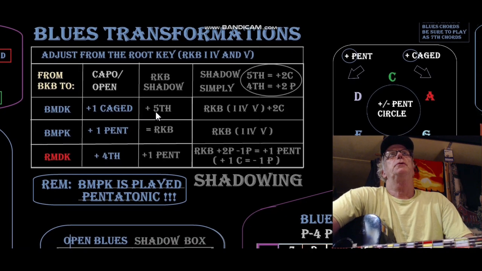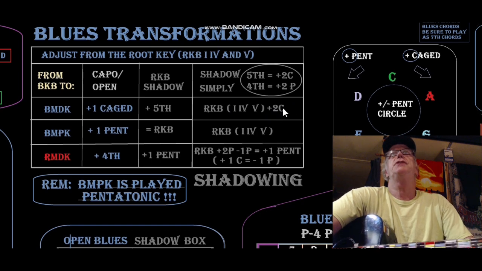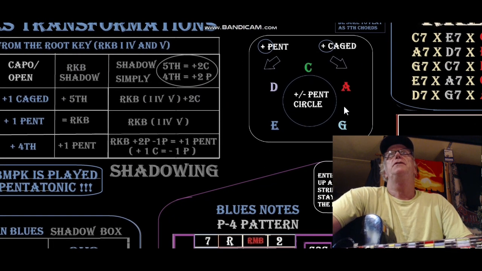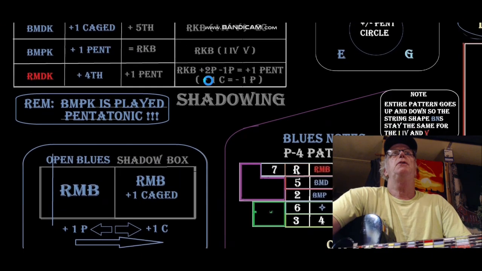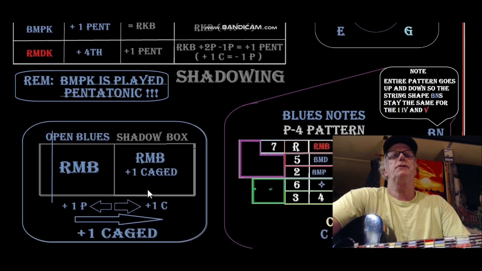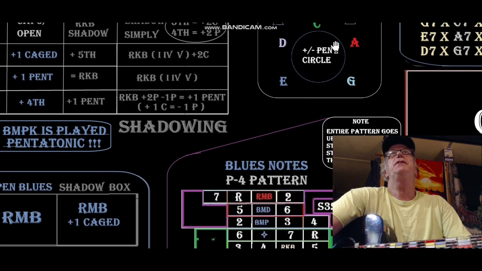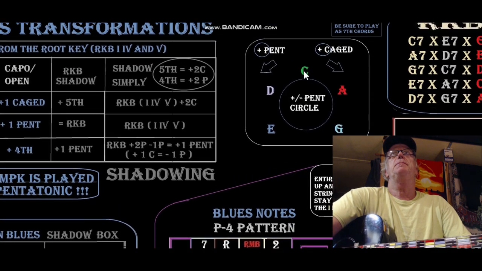In other words, a fifth is the same as two caged shapes going around here. So C going to G is two caged shapes. When we go plus one pent, we go from C to D, but then when we go to the shadow box, we go plus one cage again. So we go C to D in pent, this P is pent, and then D to C, we go ahead one cage this way, and we go back to C.